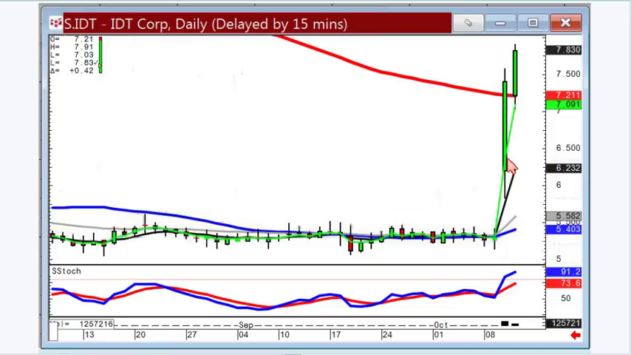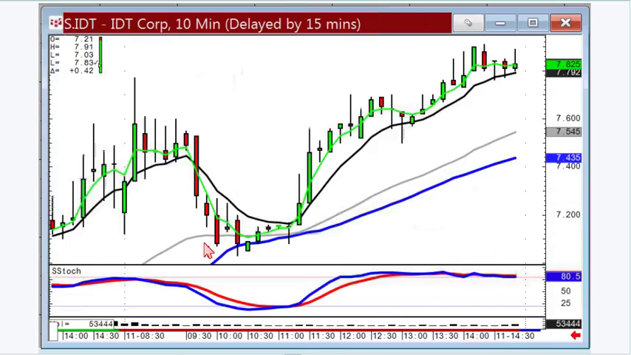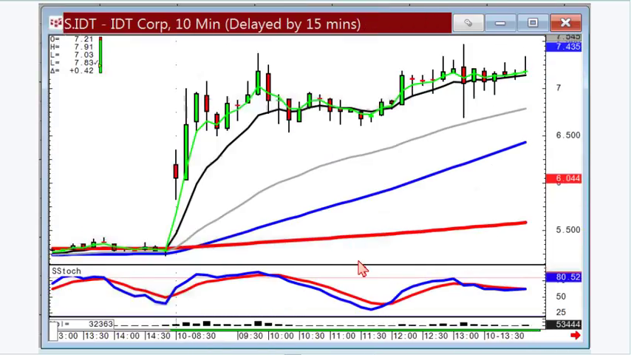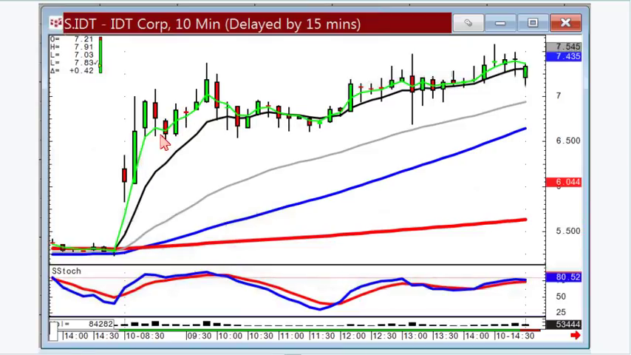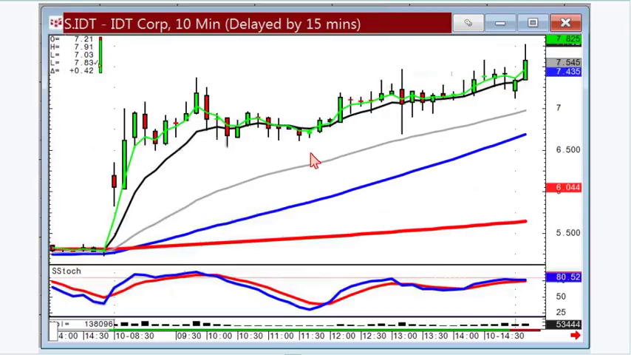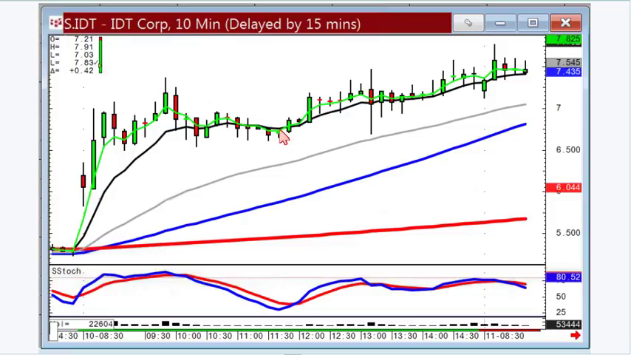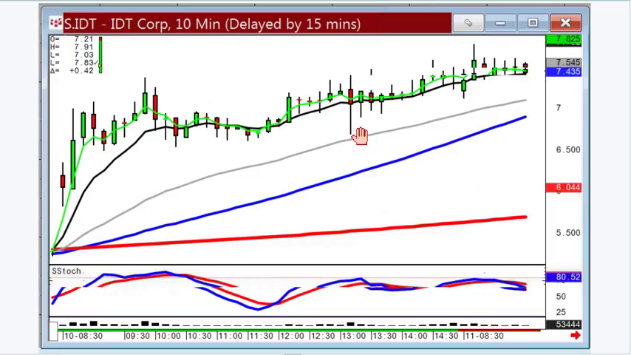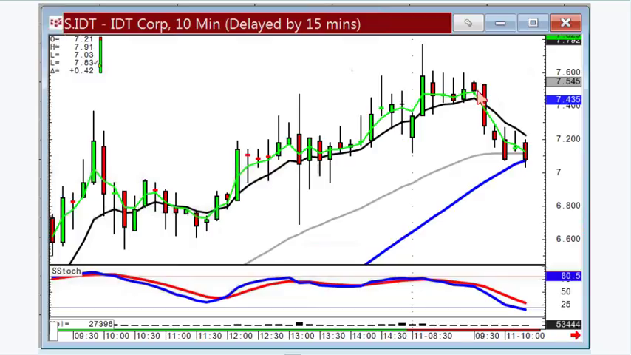So should you have been buying here or here or here or here? This is where you go to your 10-minute chart. Now I might be buying here, might be buying here, wouldn't be buying here, but might be buying in here because what's it telling me? They're staying above the T line. If I'm buying here with it above the T line, what's that telling me about my price move?